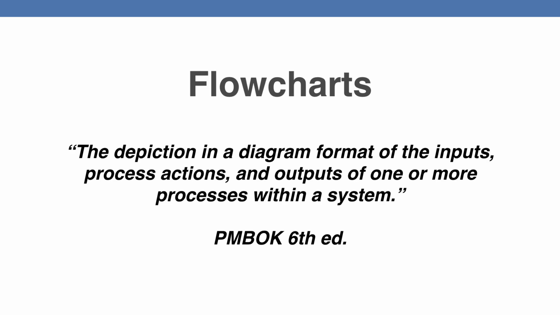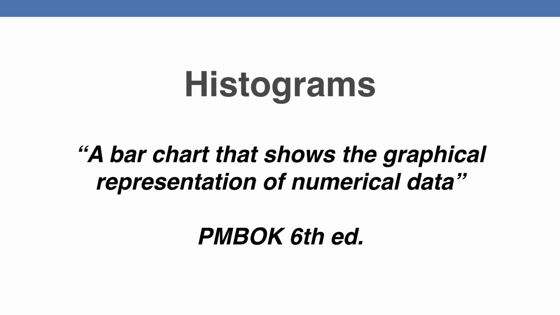A flowchart is a depiction in a diagram format of the inputs, process actions, and outputs of one or more processes within a system. Essentially, it allows you to see which components are inputs to what, what actions need to be performed, and what the final output of a system is. A histogram is a bar chart that shows the graphical representation of numerical data.